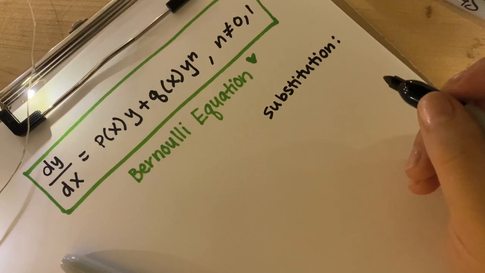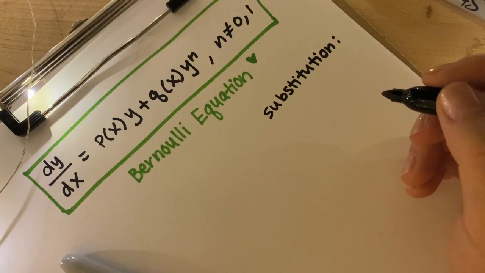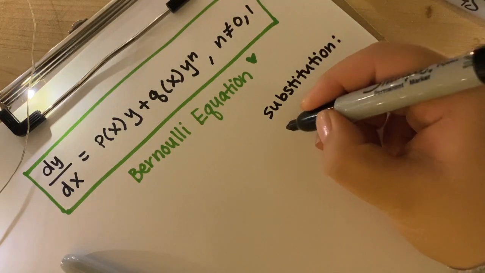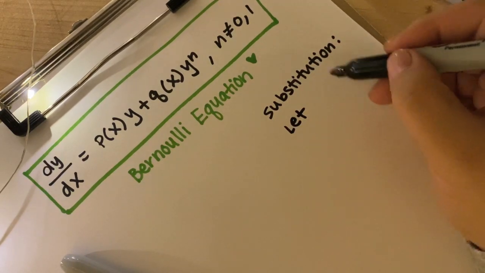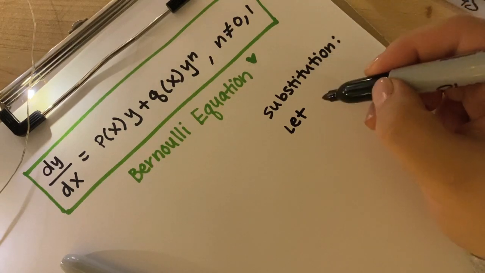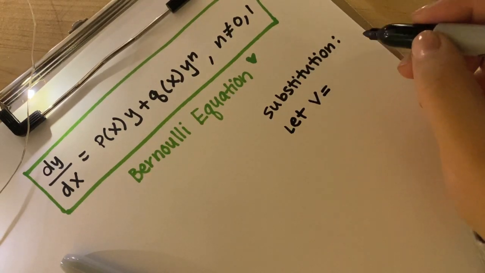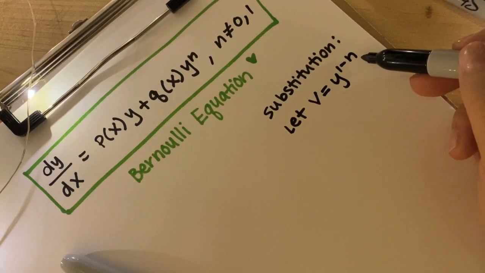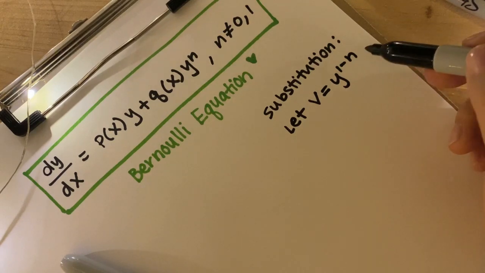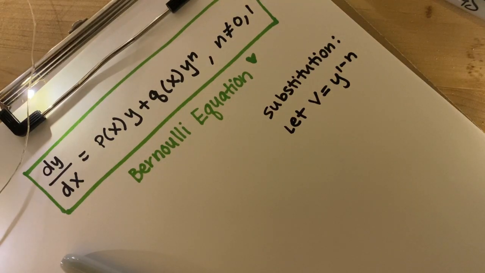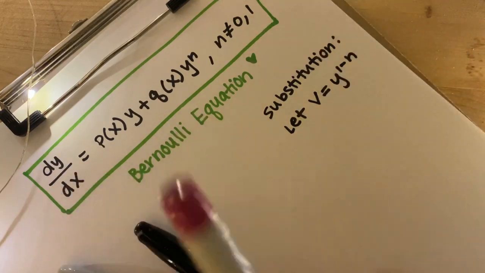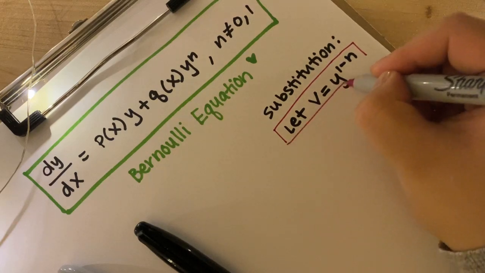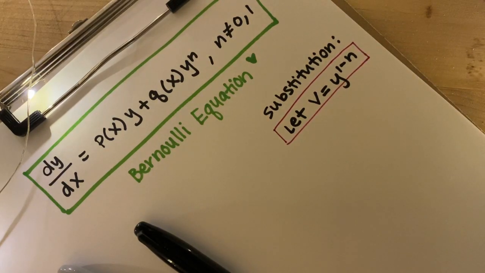So in this particular case, there is a special substitution that does make our life much easier, and that is to let whatever your variable is, v, z, w, whatever you want, I usually use v, equal y to the 1 minus n. Y to the 1 minus n. Now you can memorize this if you like, but I'll show you why you don't have to.